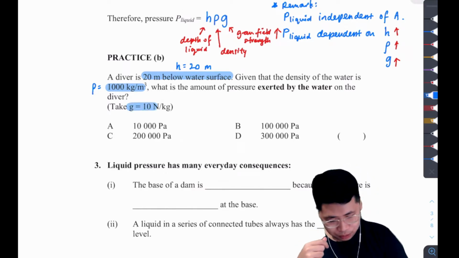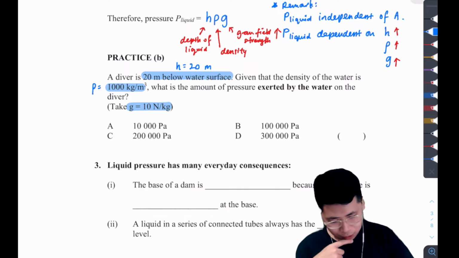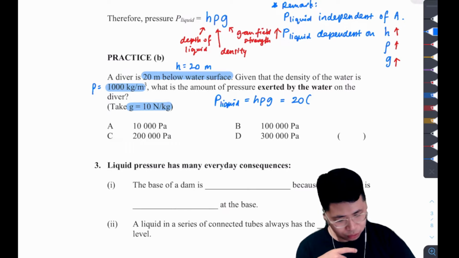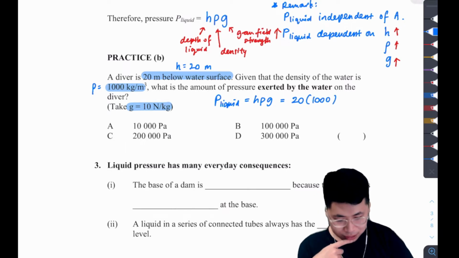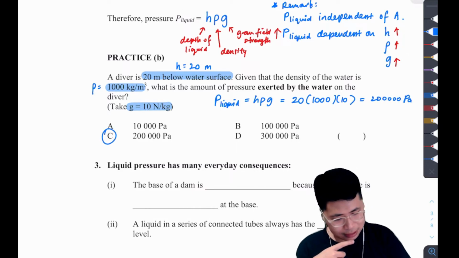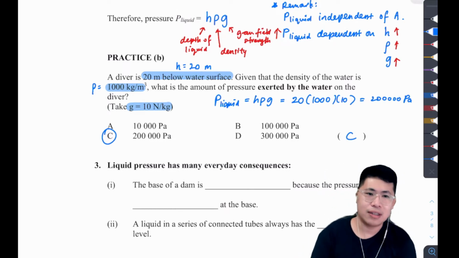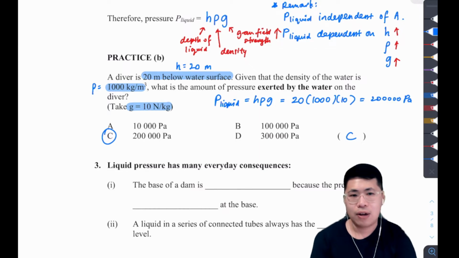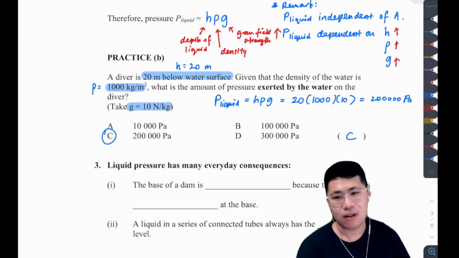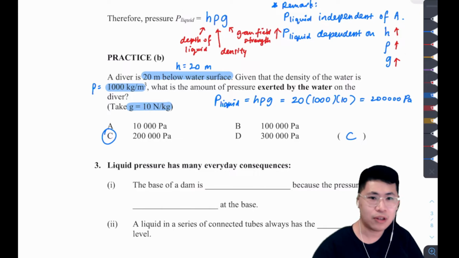We also have g. So the pressure of liquid is equal to h rho g. H is 20 meters, rho is the density, 1000, and g is going to be 10. So this gives us 200,000 pascals. So this answer is C, because everything is in standard units, so our final answer can also be in standard units. This is one example of using the formula h rho g.